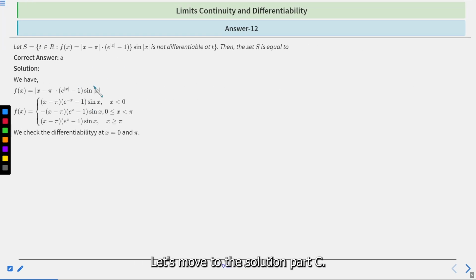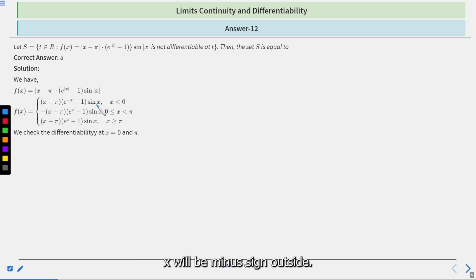We have to break this function in a piecewise manner. So f(x) is given as |x − π| e^(|x|−1) sin|x|. When x is less than 0, that means x is less than π as well. So it should be π minus x, times e^(−x−1) into sin(−x).